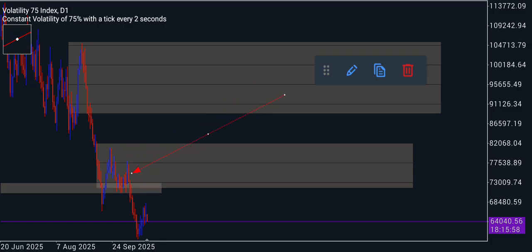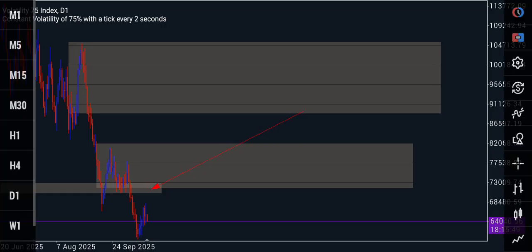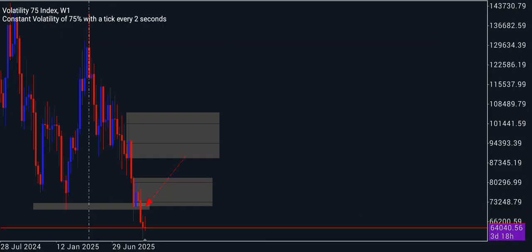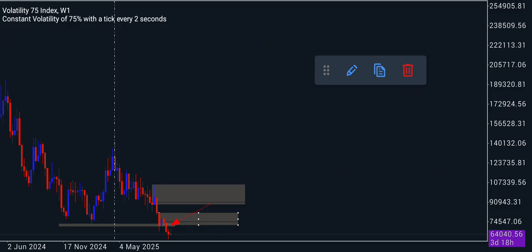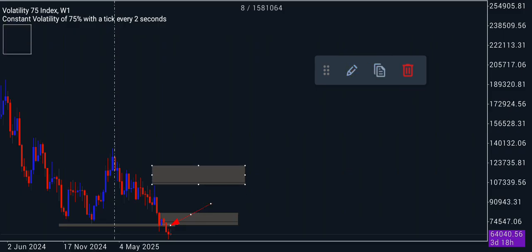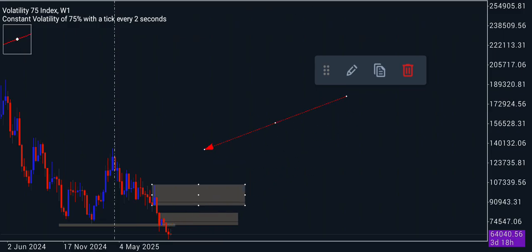And if the market cannot continue the downward movement from here, then coming from the weekly time frame, we'll say, okay, the market is most likely to come to this area for a continuation. But until then, let's look at what the market is giving us currently.